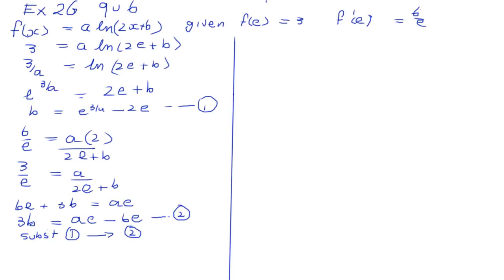So I'm going to substitute equation 1 into equation 2 to eliminate the b. So 3 lots of e to the 3a, plus 3 lots of negative 2e is minus 6e, equals a minus 6e. And of course, you can see that the minus 6e can be eliminated from both sides of the equation. So I'm just going to rub them out to give myself some more space.